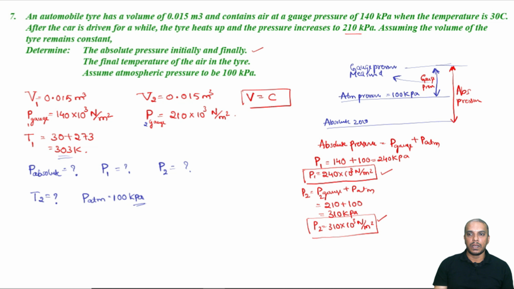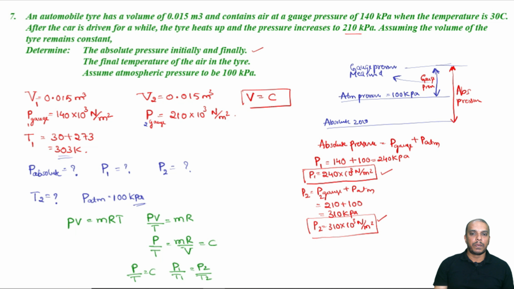Now, let us find out the temperature. What do we know about the ideal gas equation? PV is equal to mRT. And remember, we combined Boyle's law and Charles's law and deduced PV by T is equal to mR. So this is constant, but here volume is also constant. So I will send V to the right side: P by T is mR by V. So P by T will be constant for a process where volume is constant. What does that mean? P1 by T1 is equal to P2 by T2.